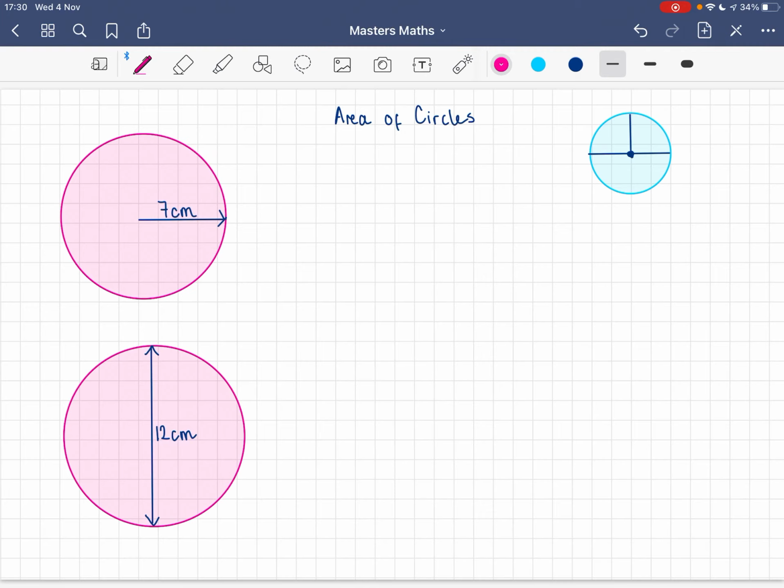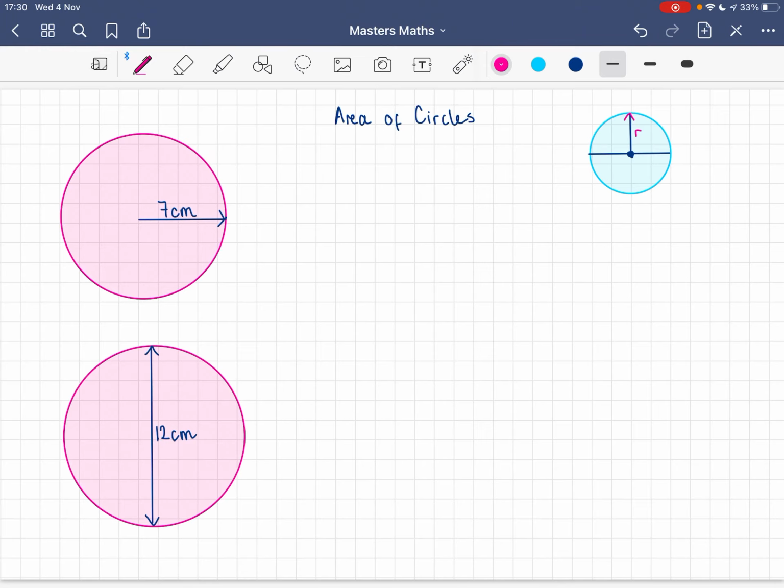Okay, so firstly, we are going to just quickly check that we know the names of the different parts of the circle. So for area, the part of the circle that you need, the only part of the circle that you need, is the radius, which is this line here. The radius is the distance from the center of your circle to the edge, so halfway across the full circle, okay? And that is the radius.